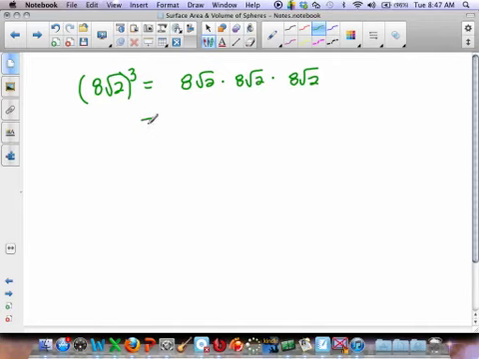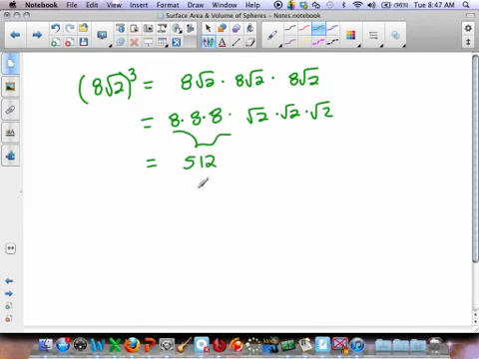Now, multiplication. What's 4 times 3? Okay, so tell me what's 3 times 4? So does the order that I multiply matter? So why don't I group these and just do 8 times 8 times 8 times root 2 times root 2 times root 2. 64 times 8? It's 512. Okay. So that's how we got the 512 right there.